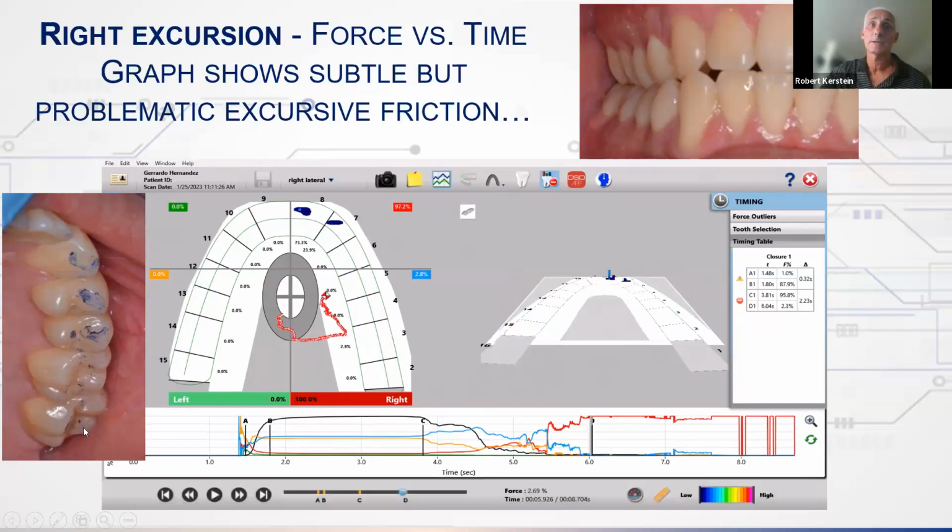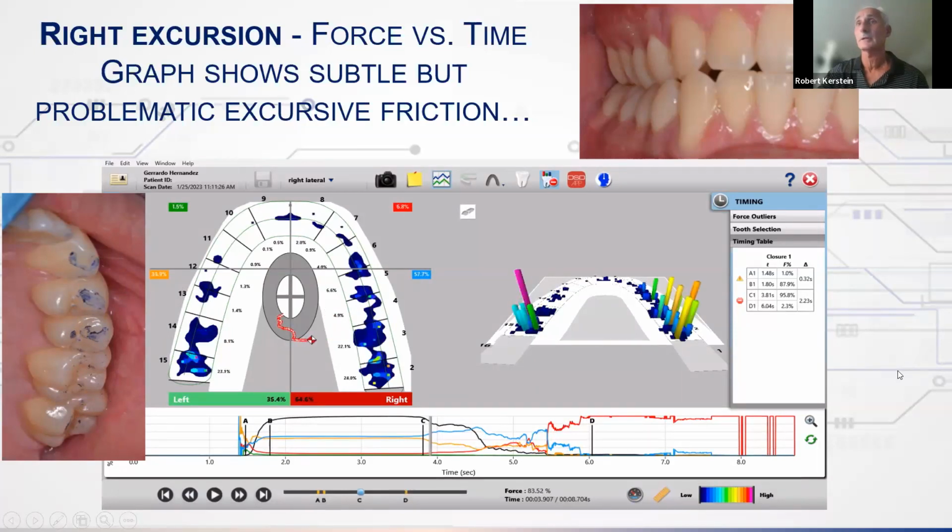And that's what it looks like on carbon paper, right? But again, can you see the transitions? Can you know what's wrong with the excursion? Yeah, grossly, but not microscopically, not neurophysiologically. With carbon paper, all you can do is mark the teeth and see which ones are hitting incorrectly.